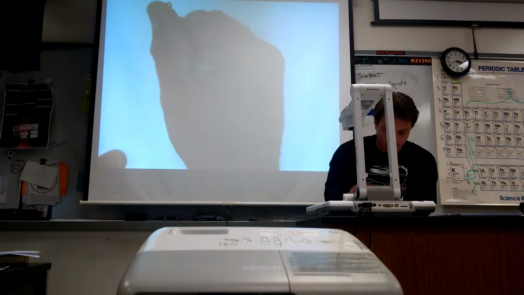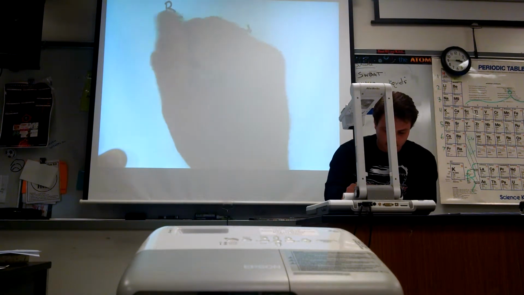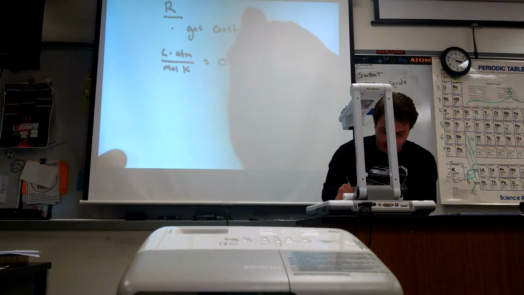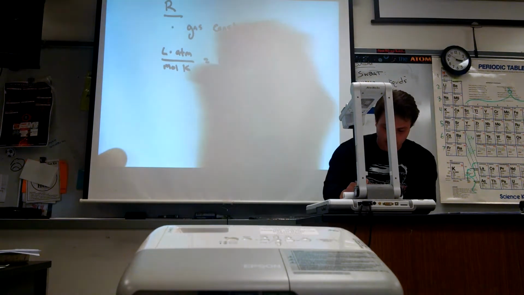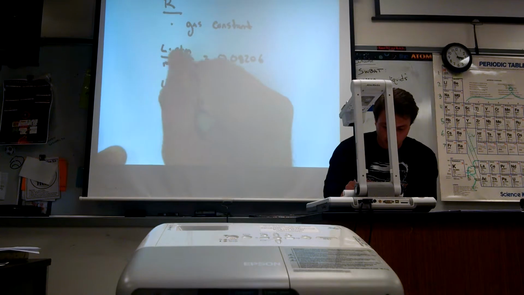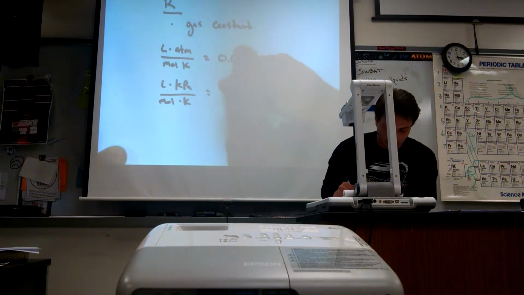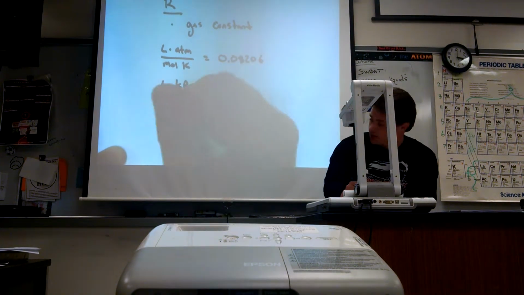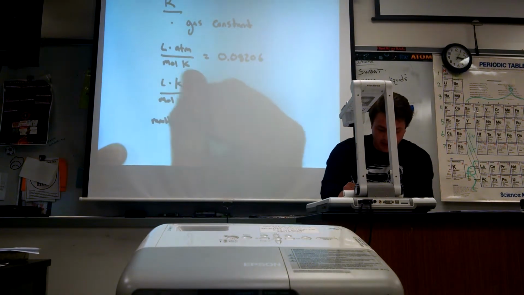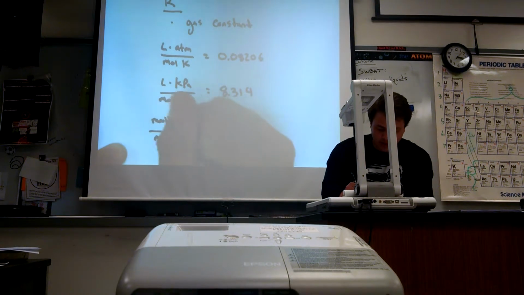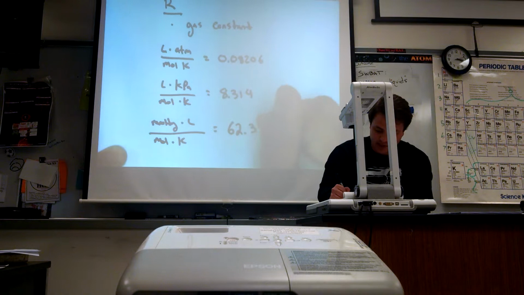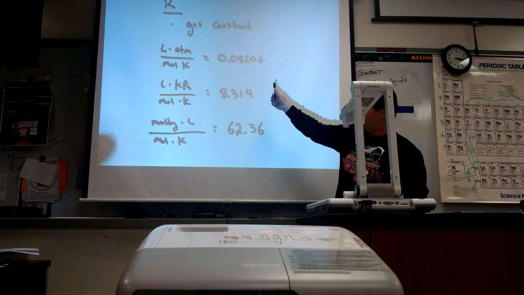And R could be liters, atmospheres per mole Kelvin. And if we're using that one, we have 0.08206. If we're in liters, kilopascals, moles, and Kelvin, we have 8.314. And our last pressure measurement is millimeters of mercury, liters, moles, and Kelvin. And that one's 62.36. Like I said, this may seem confusing.